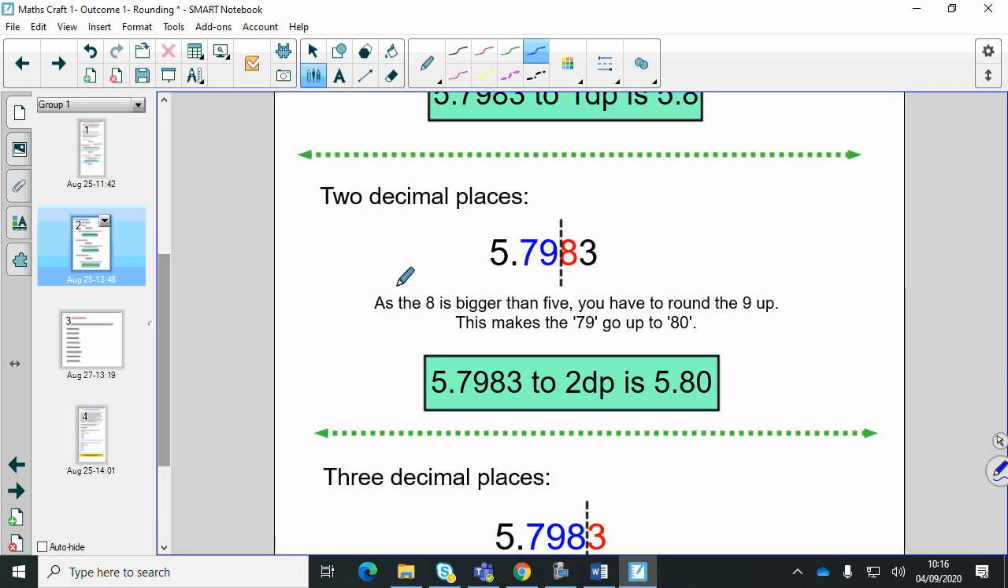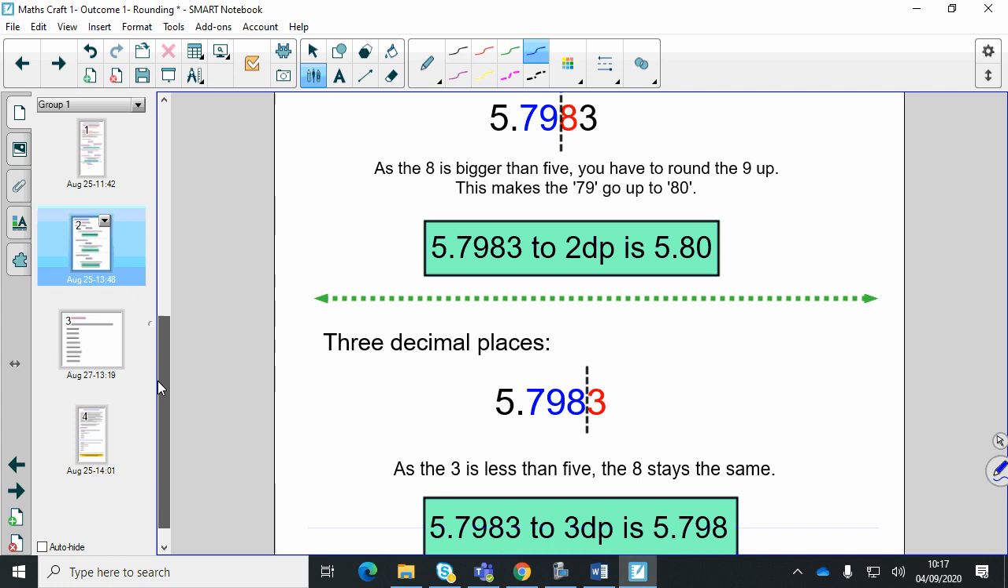2 decimal places, we've got 5.79, and we check the third one, which in this case is 8. The 8 is bigger than 5, so that means the 9 is going to go up. Now, if 9 goes up by 1, it's going to be 10, so we have to round the next one up as well. So you might want to think of this as 79, and if 79 goes up by 1, it's 80. So 5.7983 to 2 decimal places is 5.80. You must put the 0 in if it asks for the 2 decimal places there.